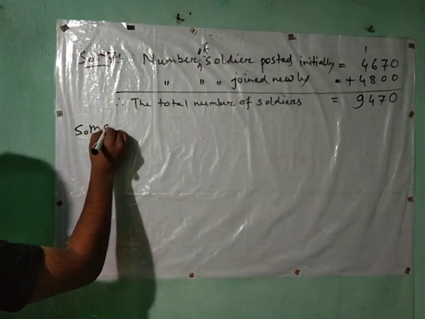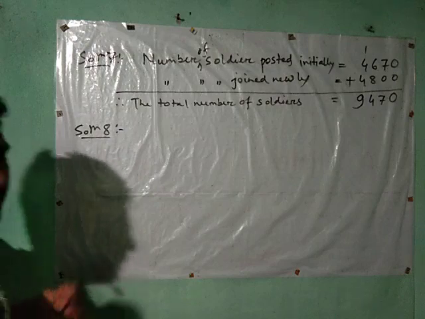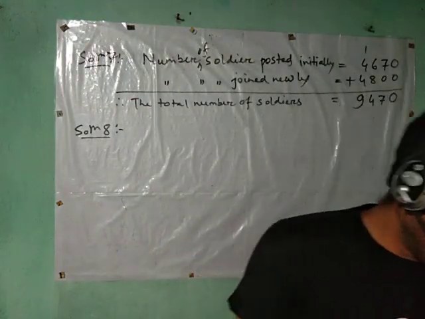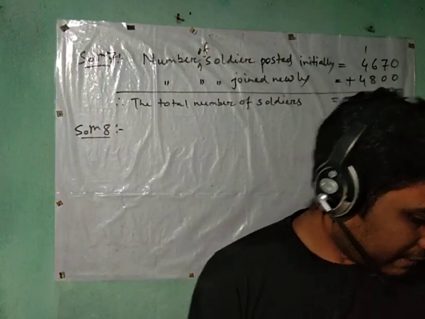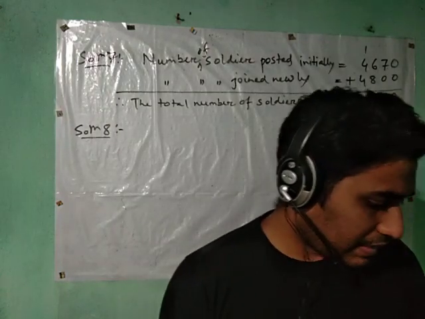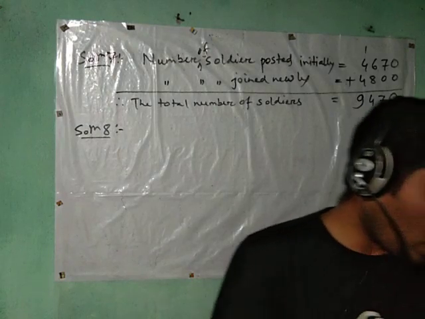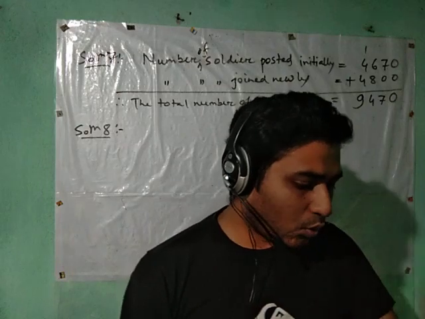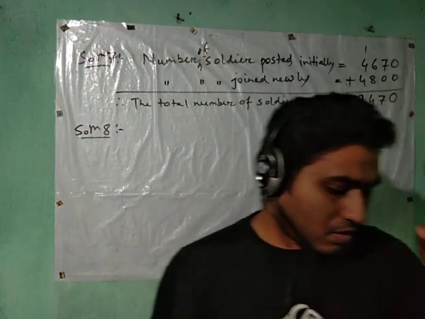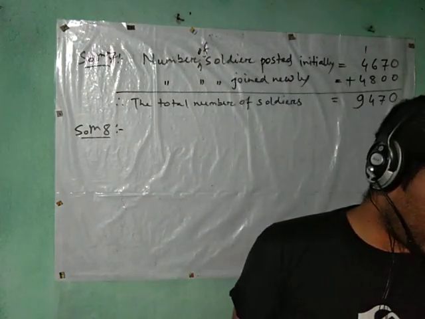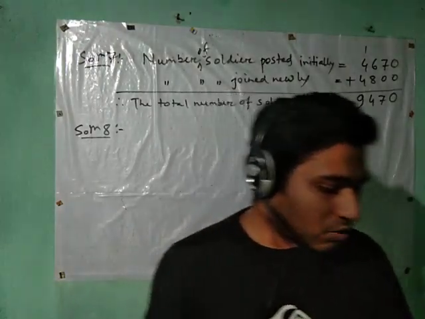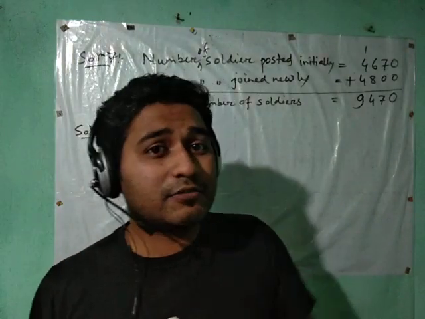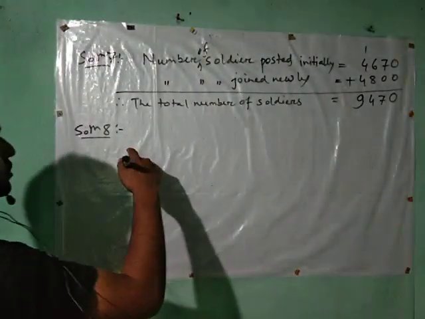Now solution number 8. You will move to solution number 8. Look at here. What is there in solution number 8, right? In solution number 8, a batsman scored 1029 runs in ODIs and 1754 runs in tests. How many runs did he score altogether? Again, altogether, that means it is a question of addition.